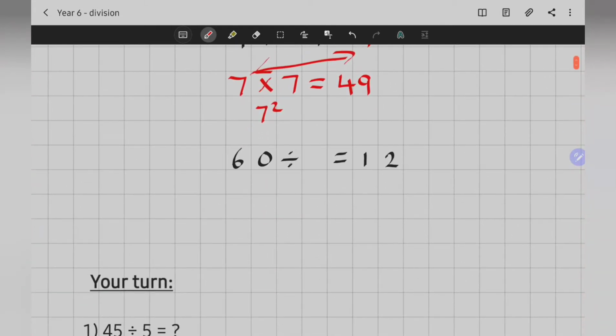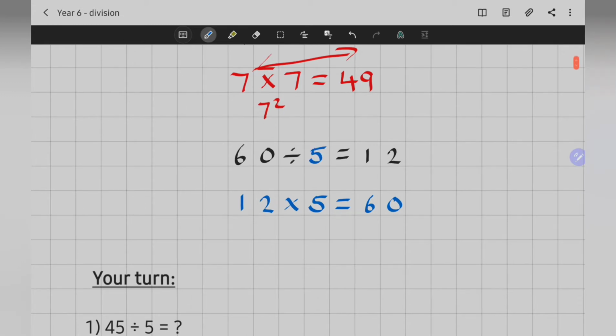Last one. 60 divided by something equals 12. So I know that 12 multiplied by 5 equals 60. Therefore, 5 is my missing answer.